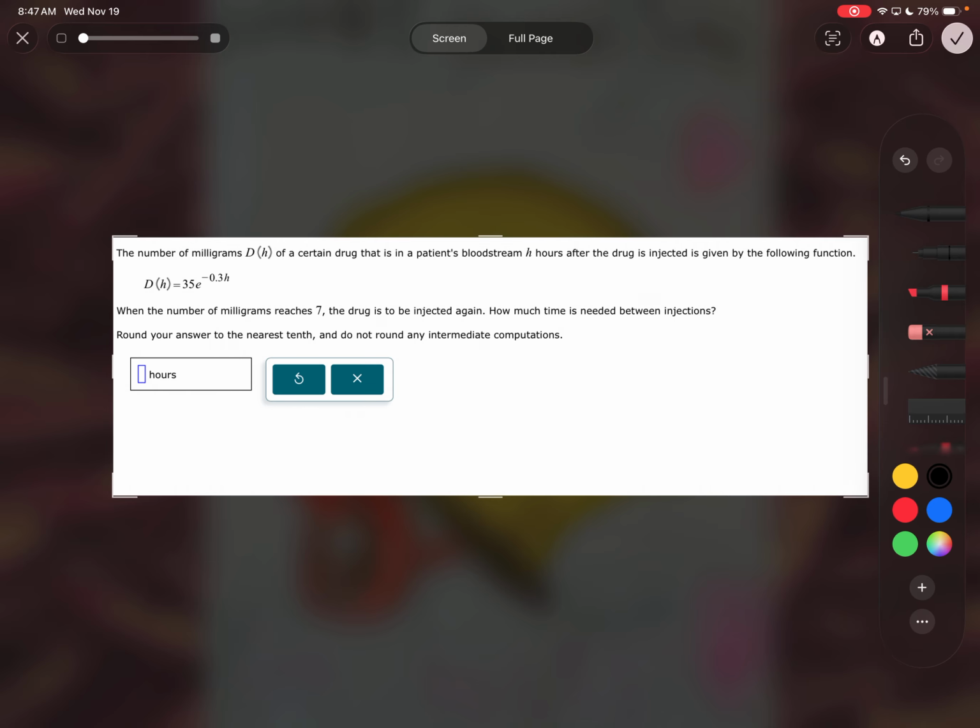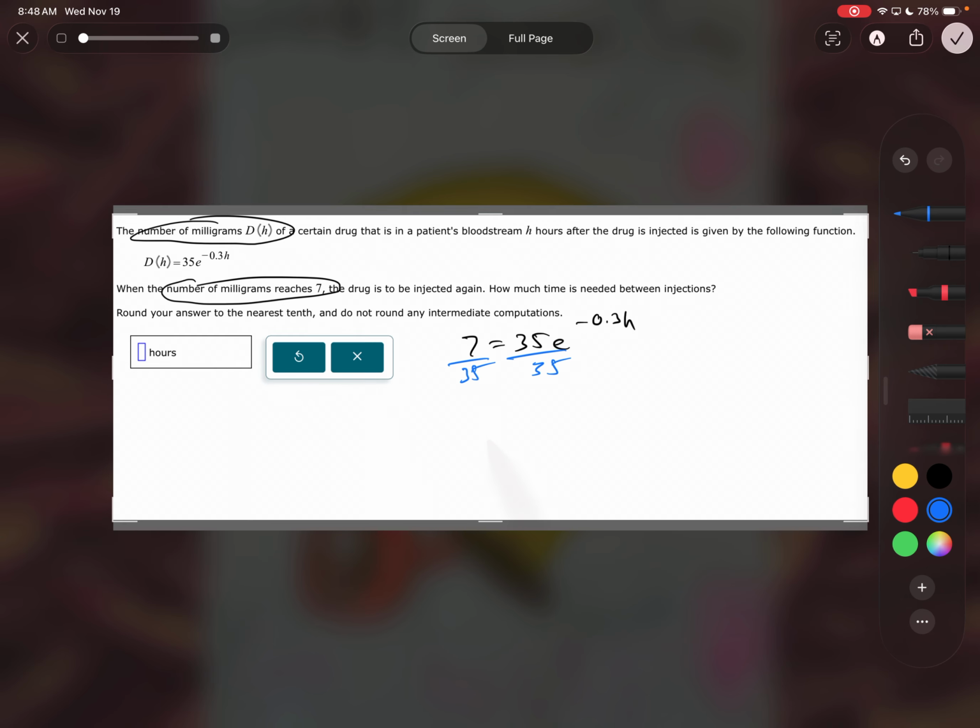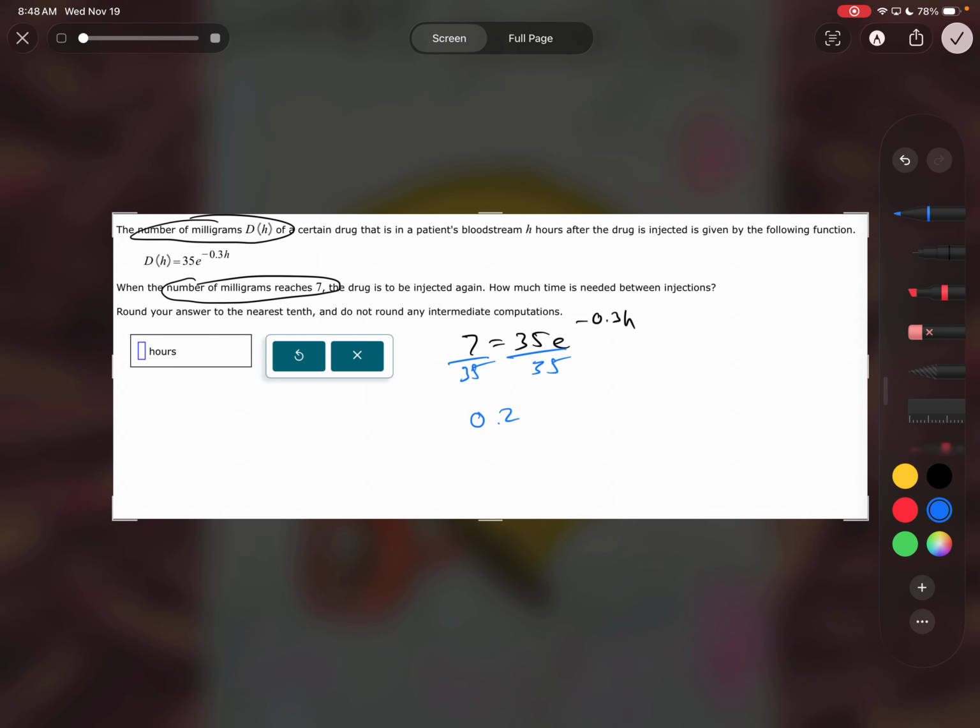All right. What it says when it says to not round any intermediate, you could do, instead of doing 7 divided by 35 is 0.2, you could do 7 divided by 35 like that, and then divide it by negative 0.3. So you can, without even doing that fraction and turning it to a decimal, just put it in the calculator like that, and it will give you the correct answer.